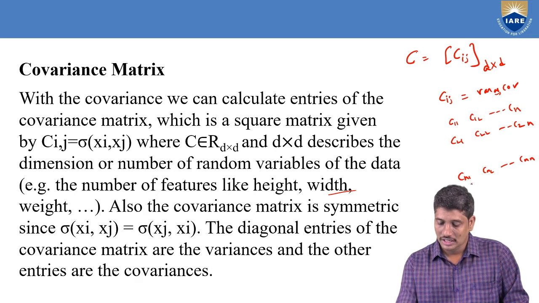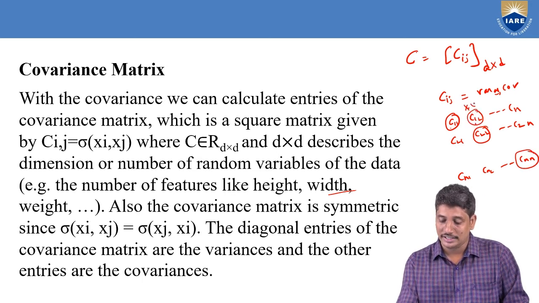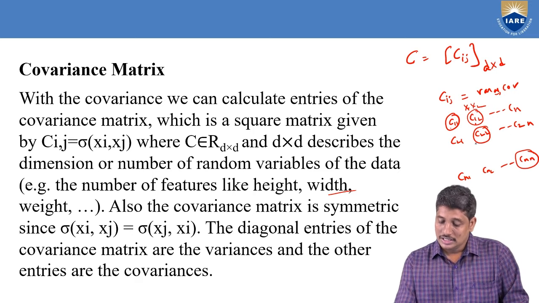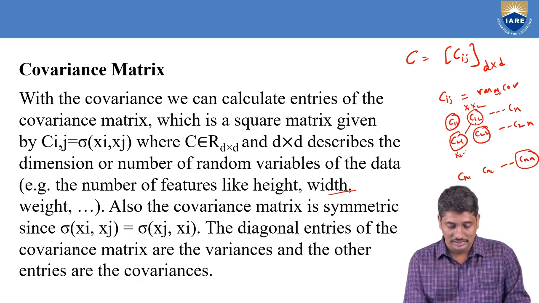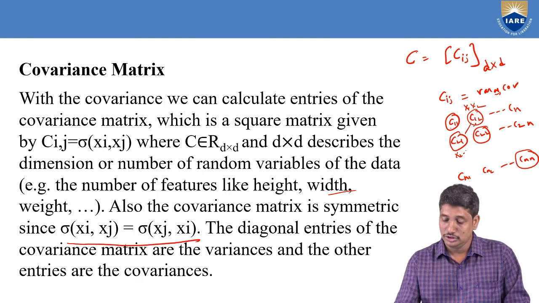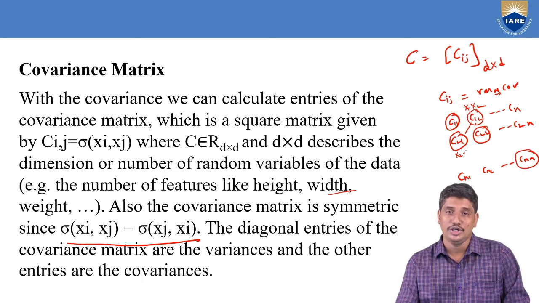Okay, here C11 is nothing but the variance of x1 with respect to itself. C22 is the variance of the column vector x2 with respect to itself. Cnn is also variance. But C12 is the covariance of x1 and x2. Similarly, C21 is the covariance of x2 with respect to x1. But these two will be equal, as we have just written here. These two will be equal because C12 and C21 both result in the same answer.